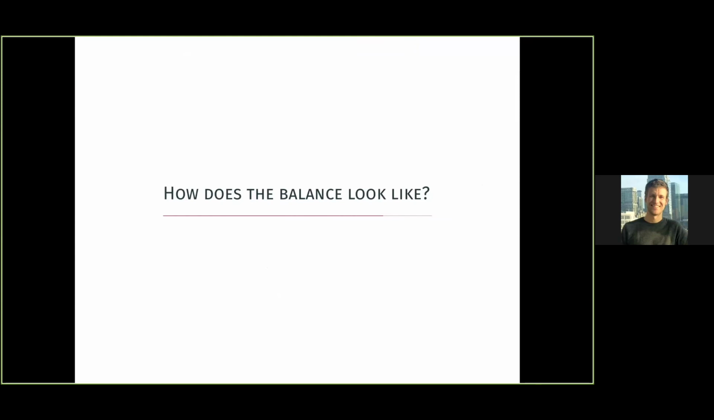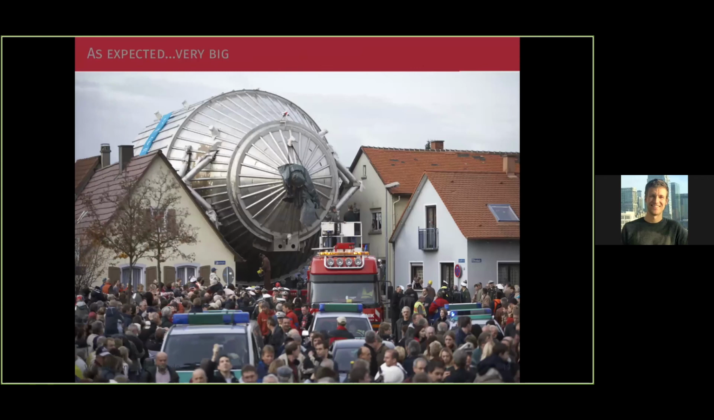So therefore, it's of course ultra important to know how heavy the neutrino is. So how does a balance look like if all the other balances fail? This is the currently best balance that we have. It's in Germany, and it's, as you could have expected from this story, very big.